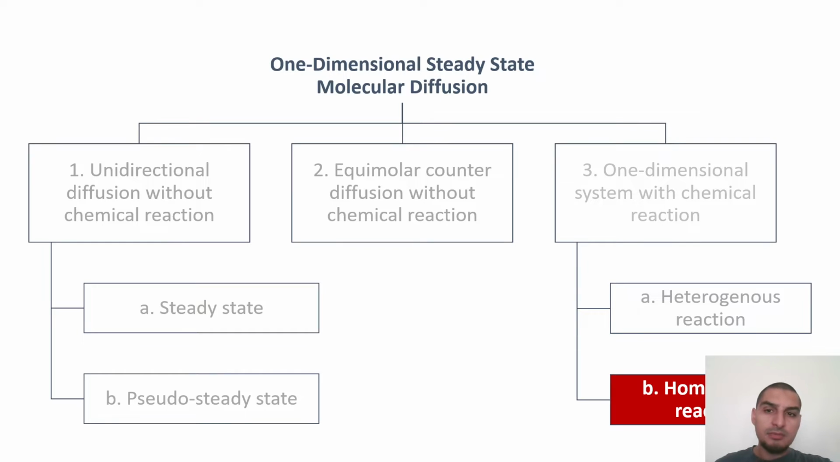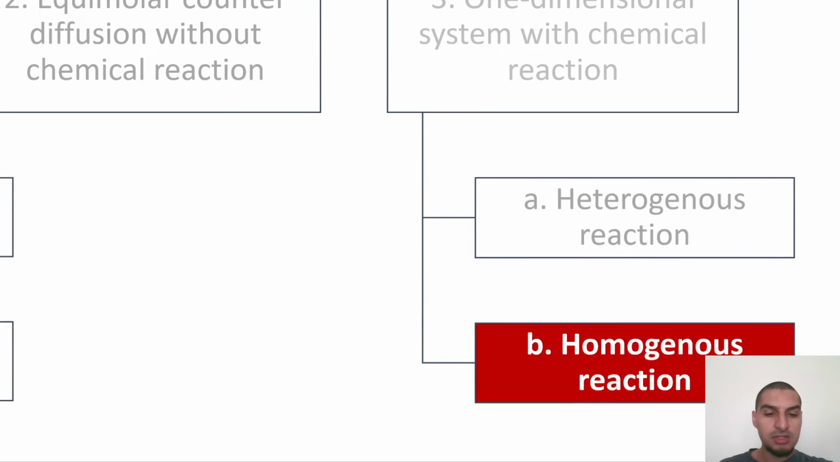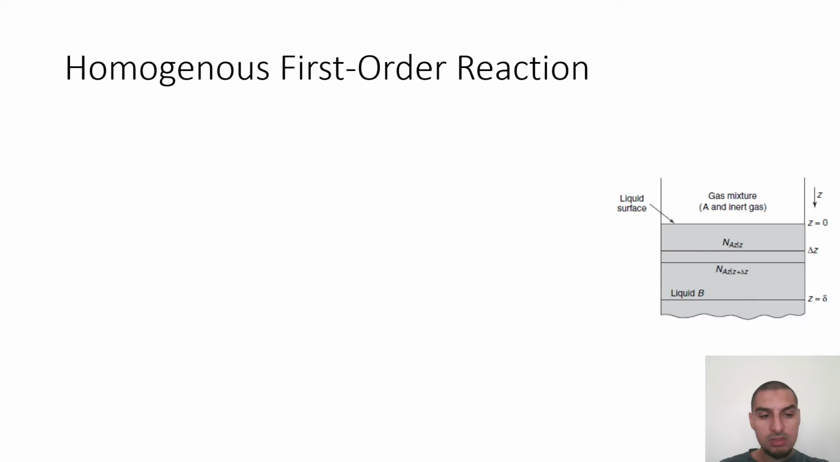Hello everybody. In this video we're going to start with the last case of the one-dimensional steady-state molecular diffusion, which is the case of homogeneous reaction. So it's molecular diffusion accompanied with homogeneous reaction. And to start, I'd like to give an example of this system.